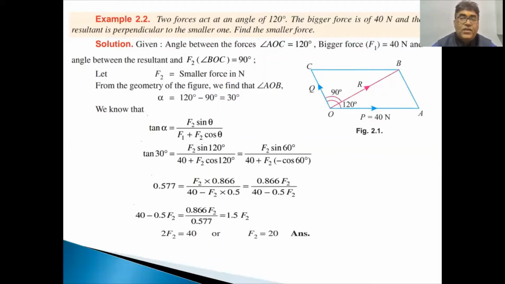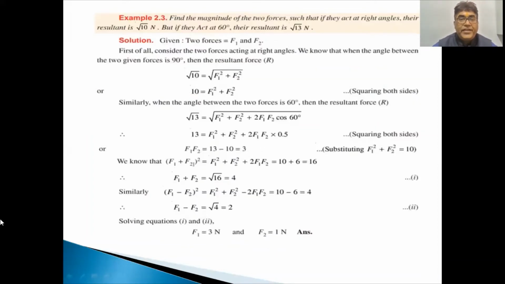Sin 120 degree is equivalent to sin 60 degree, because the value of sin in the first and second quadrant is positive. And the value of cos 120 degree is equal to minus cos 60 degree, because 120 degree comes in the second quadrant, and in the second quadrant cos of any angle will be negative. So tan 30 degree is equal to 0.577, sin 60 degree is equal to 0.866, and cos of 60 degree is equal to 0.5. Solving the whole question further, we get the value of F2 equal to 20 Newton.